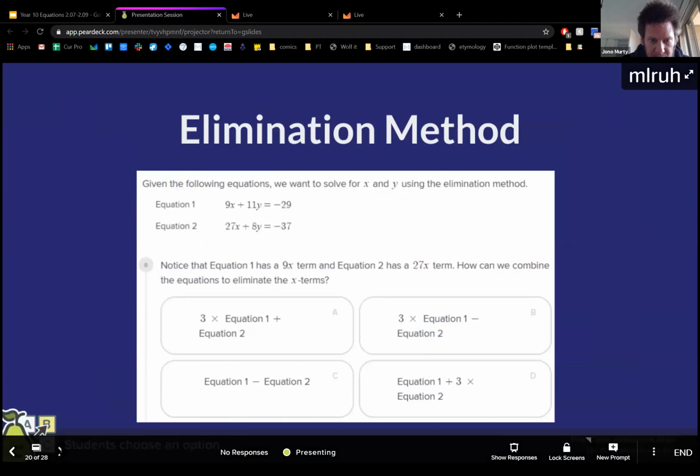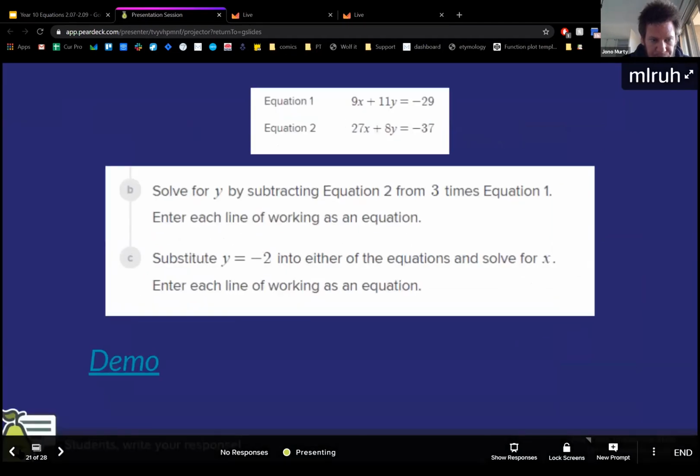Let's pick a harder elimination one just to go over if you'd like.